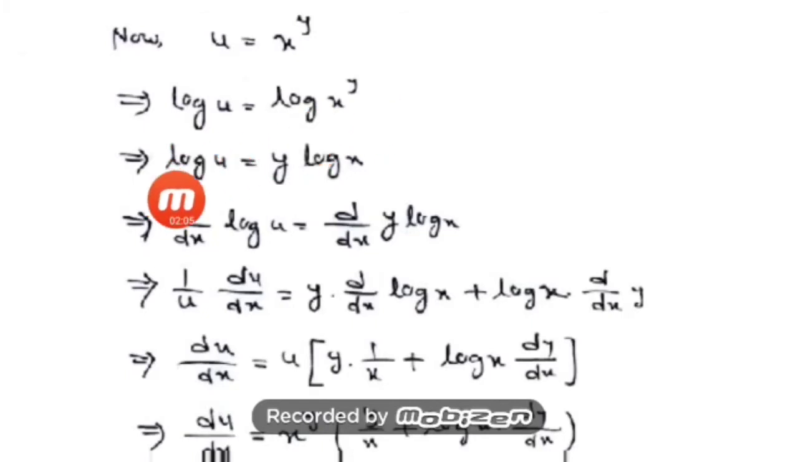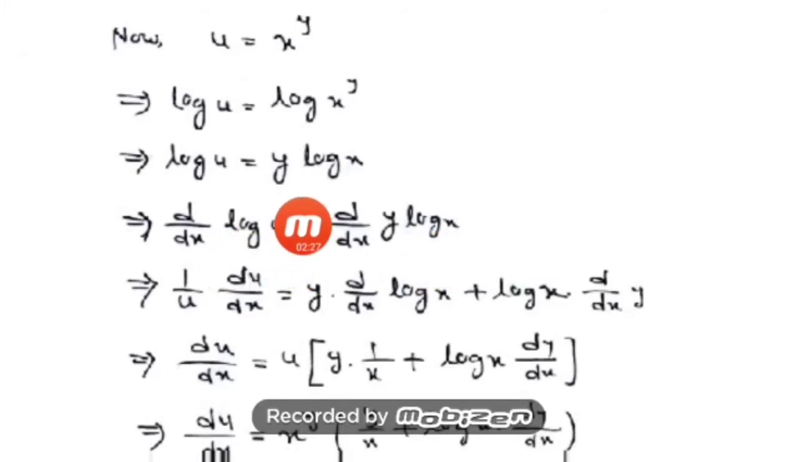On simplification, we get log u is equal to y into log x, as y will come as a product. Now the simplification step is done. Take d/dx on both sides. d/dx of log u is equal to d/dx of y into log x. Here this is the product of two functions, so on the right side we have to use the product rule. On the left side you have to use the chain rule.